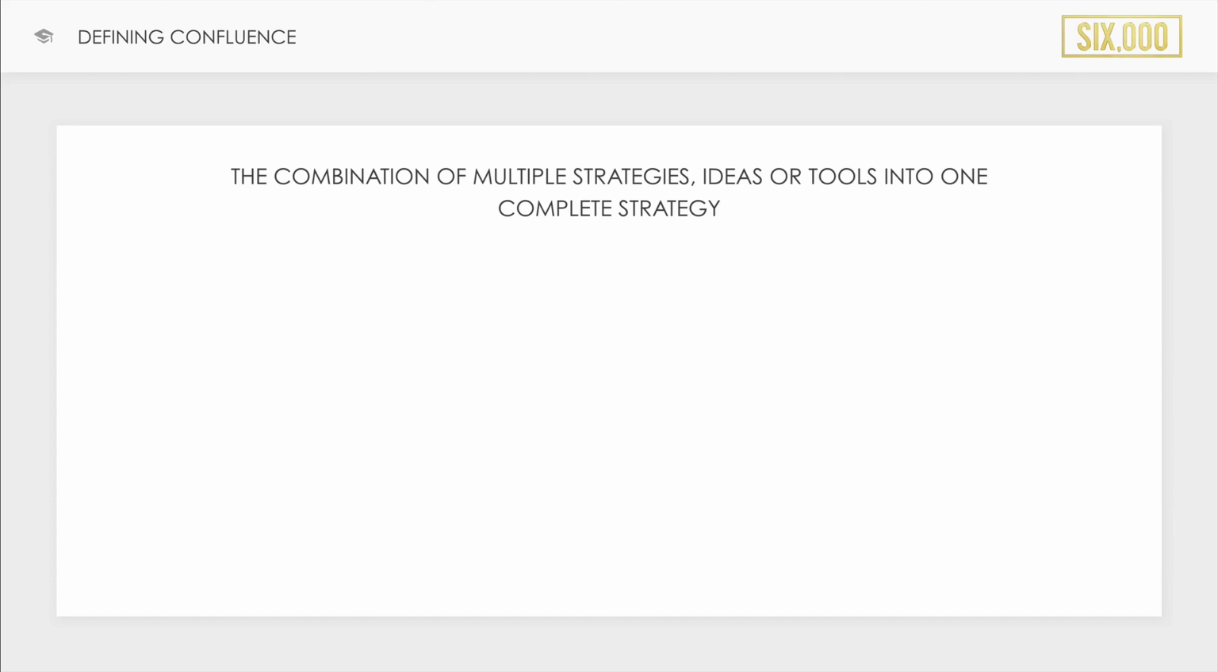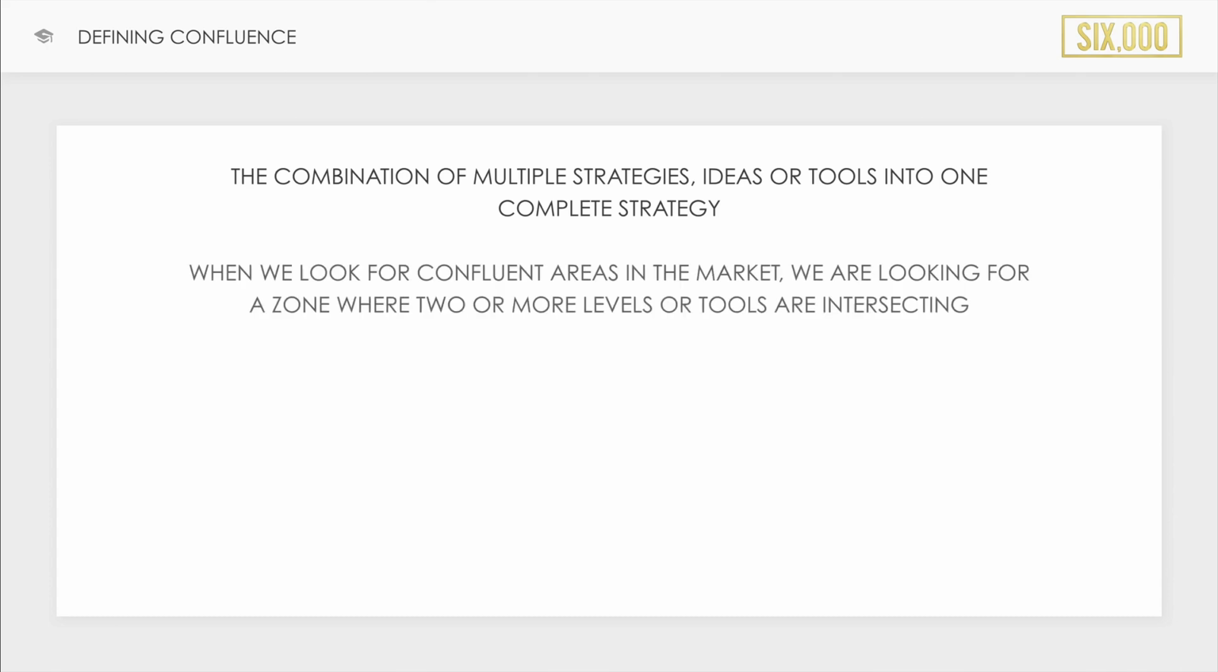Now Confluence has many different meanings, but to us it is the combination of multiple strategies, ideas, or technical working tools into one complete strategy. As mentioned at the start of today's module, we will be combining Japanese candlesticks and market direction, such as a trending market and ranging market, everything you have learned, into one strategy. And this is how you would simply define Confluence.